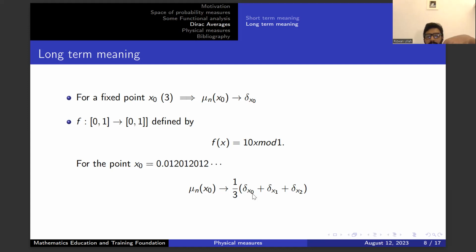In fact, this is telling us that the whole weight is distributed among the points x naught, x1, and x2. So 1/3 of that lies at the point x naught, 1/3 lies at the point x1, and 1/3 lies at the point x2. So somehow they are now related: what the limit of the Dirac average is telling us is actually the behavior of the orbit as well. So we are finding a way to transform the problem of understanding the behavior of the orbit into understanding the limit of the Dirac average.